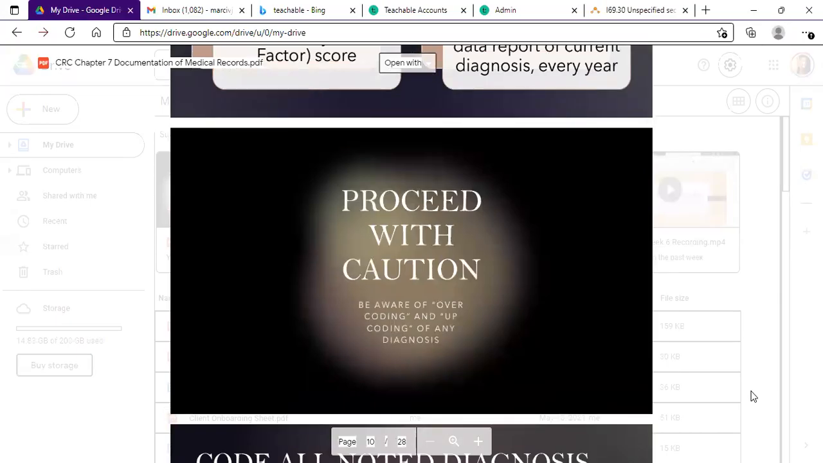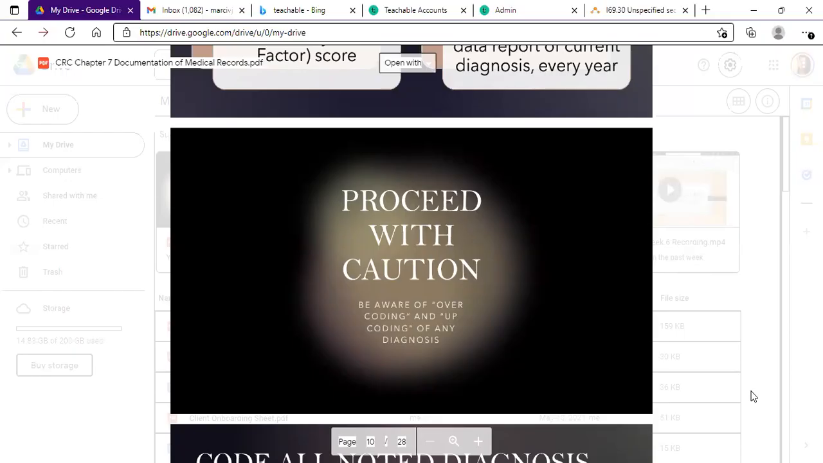So proceed with caution. Be aware of overcoding and upcoding of any diagnosis. Let me explain what overcoding is. Upcoding is when you're using a more specified code, or upcoding, to get more money, but the documentation doesn't support it. You'll get in trouble for upcoding, but you necessarily won't get in trouble audit-wise with overcoding. Upcoding means you're trying to up it to get more money.